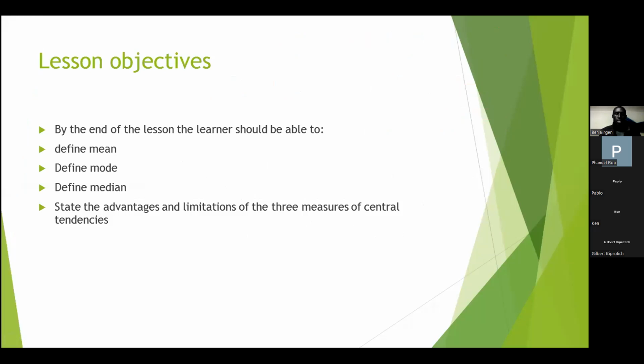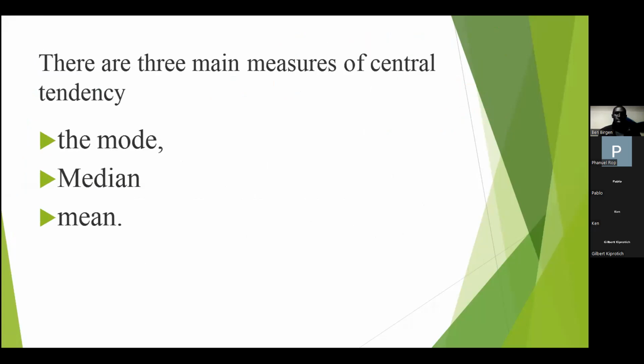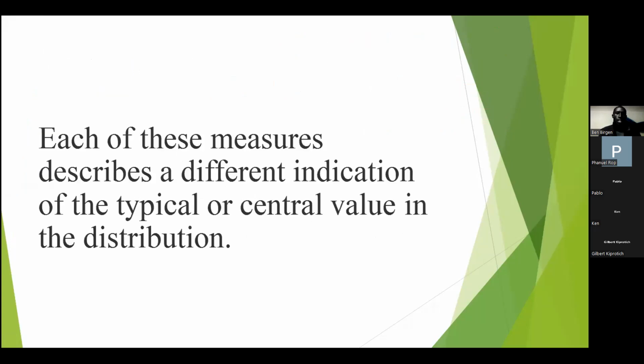The lesson objectives: by the end of the lesson, the learner should be able to define mean, define mode, define median, and state the advantages and limitations of the three measures of central tendency. There are three main measures of central tendency: the mode, the median, and the mean. Each of these describes a different indication of the typical or central value in the distribution.